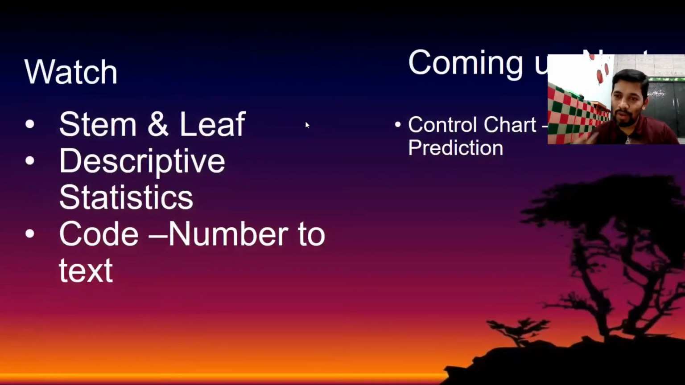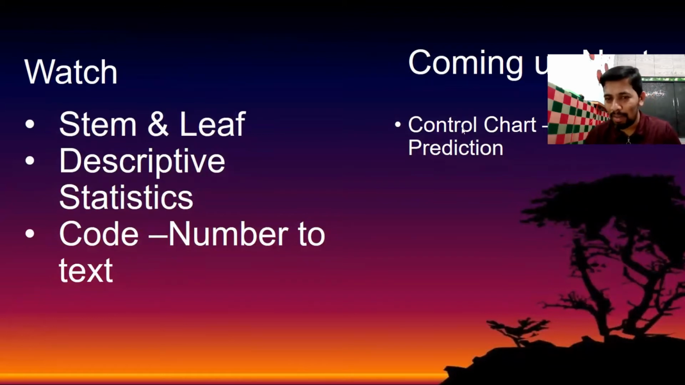Also do watch the stem and leaf video, which will give you more understanding on how to find the median. Below the median is called low temperature, above it high temperature, and all that. Very easily we can identify that. Descriptive statistics is a fast way of calculating the statistics: mean, quartile one, quartile two, IQR, and so on. There is also something in the data menu called code, where you can change from number to text and all that, right?